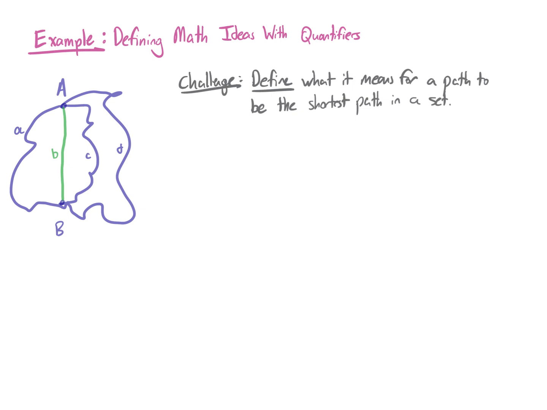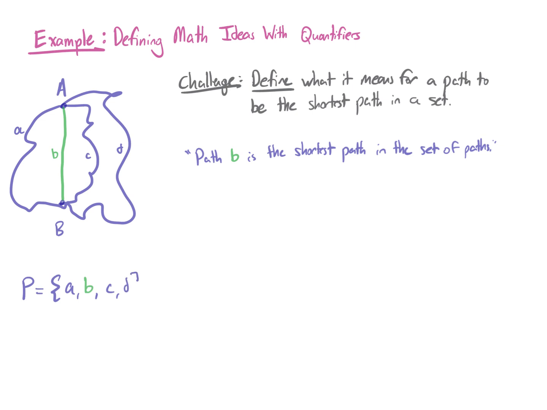So how are we going to translate this? Here's our sentence to translate. Path B is the shortest path in the set of paths. And let's give this set of paths a name. I'll call it P. So P is going to be the set path A, path B, path C, and path D.